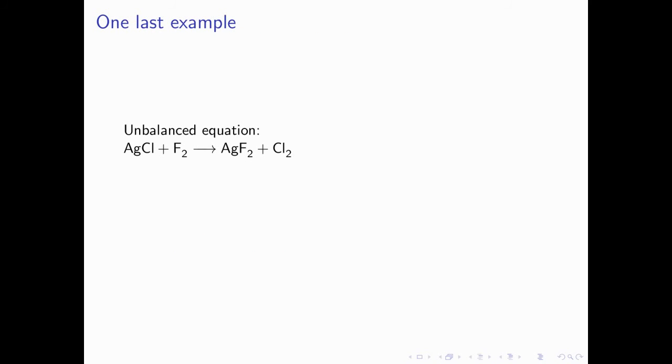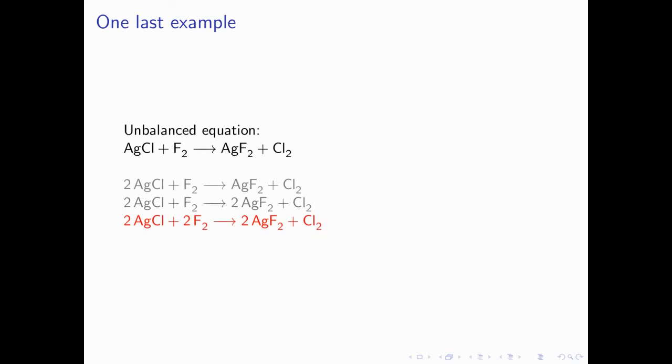Silver chloride plus difluorine will give us silver fluoride and dichlorine. Our instinct should be to notice that chlorine on the right has 2 atoms, and only 1 on the left. So we add a 2 coefficient at the left. Then we notice that there are 2 silver atoms on the left and only 1 on the right. Fixed. Finally, there are 4 fluorine atoms on the right and only 2 on the left. The balanced equation here fixes that.